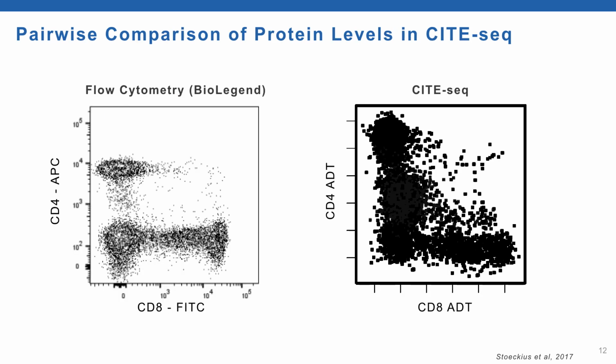For those who are used to looking at flow cytometry data as well, this is a typical representation where you can do these biaxial plots to do pairwise comparisons of 2 different markers to each other. Here's an example from BioLegend, just showing CD4 versus CD8, and you can see cells that are CD4 positive and CD8 positive, and very few that are dual positive. We can see the same thing from our CITE-seq data here.